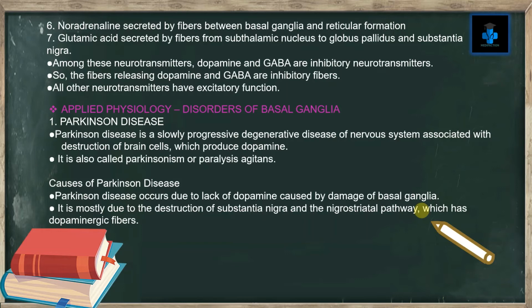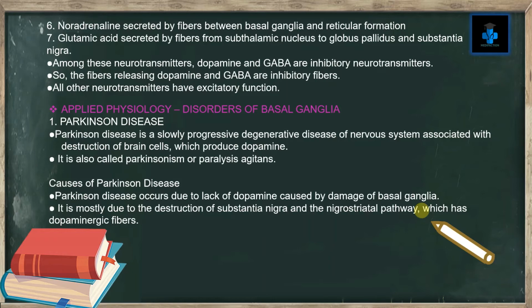Among these neurotransmitters, dopamine and GABA are inhibitory neurotransmitters. So, the fibers releasing dopamine and GABA are inhibitory fibers. All other neurotransmitters have excitatory function.